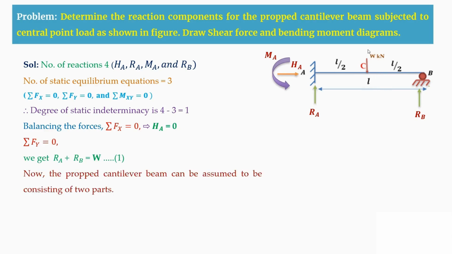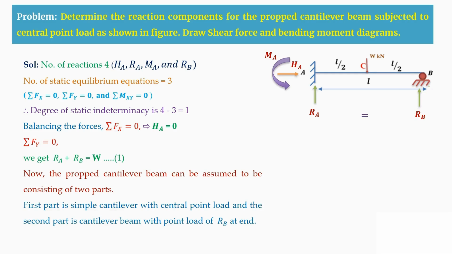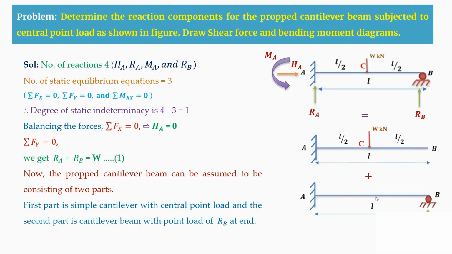Now we are going to divide this entire propped cantilever beam into two parts. One part is a simple cantilever beam with a point load at the center. Here we are removing the prop, making this structure a determinate structure. The second part is the cantilever beam with only a vertical reaction upward at the free end. When we combine these two, you get this propped cantilever beam. So we are going to analyze them individually, then combine these two to get the final propped cantilever beam.